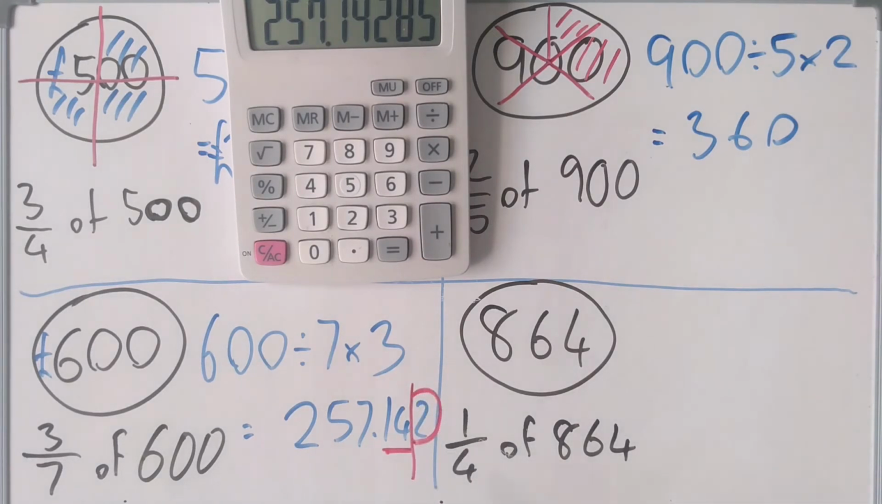And the rule for rounding is, if the decider is 5 or more, then the last digit will go up by 1. If the decider is less than 5, the last digit stays the same. So in this case, the decider is 2, which is less than 5. So the 4 is going to stay the same. So our answer will be £257.14.